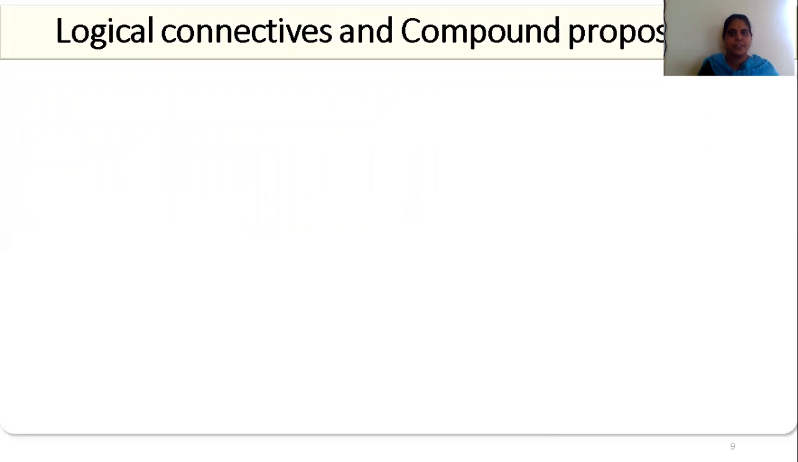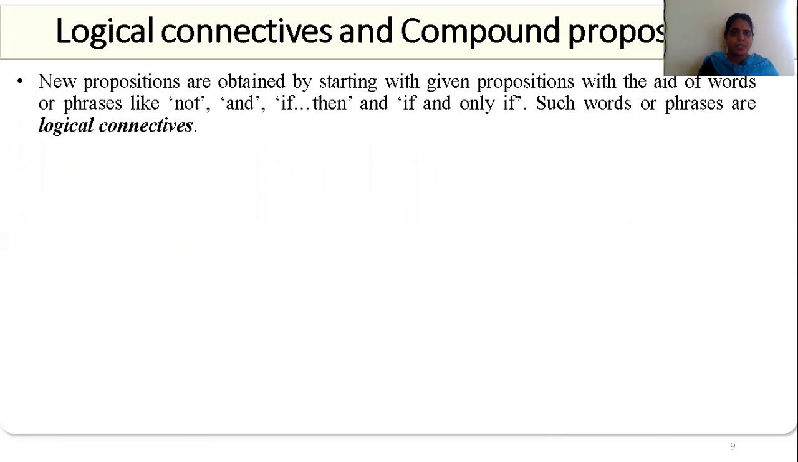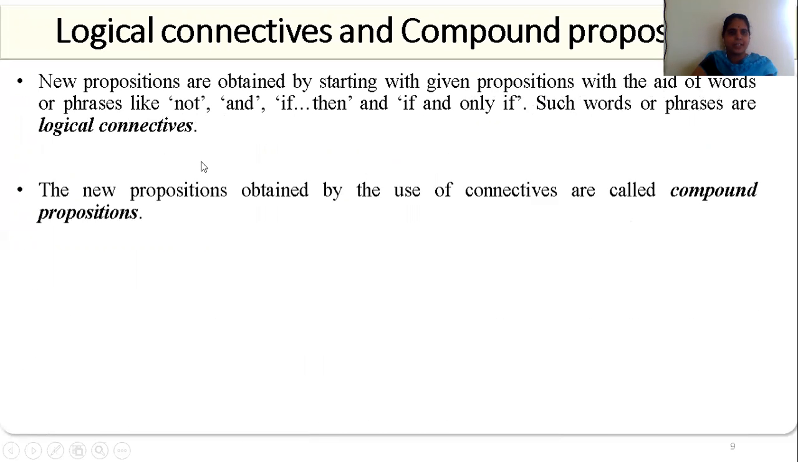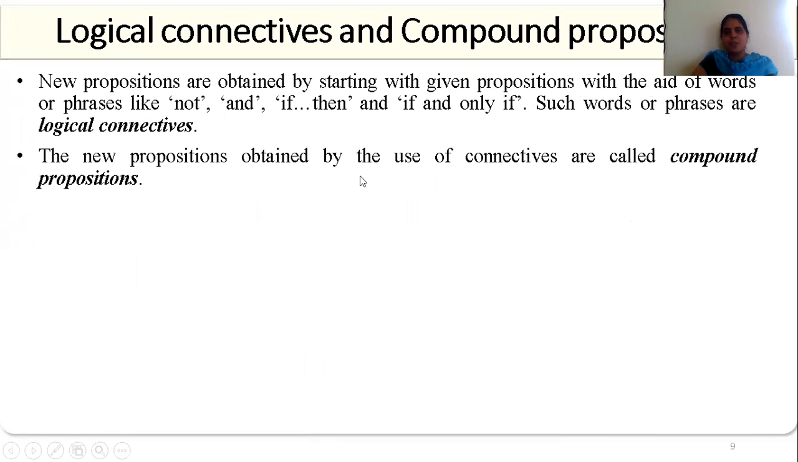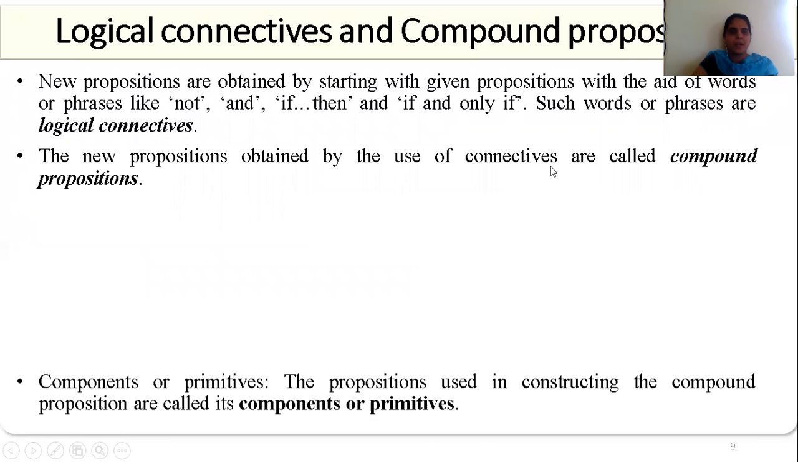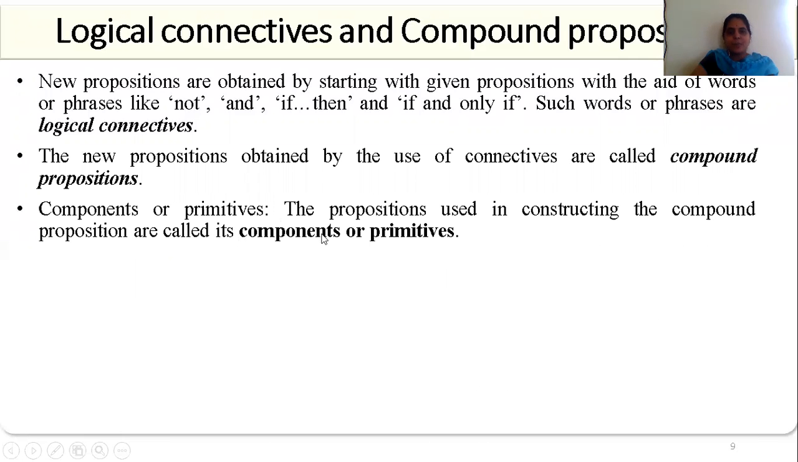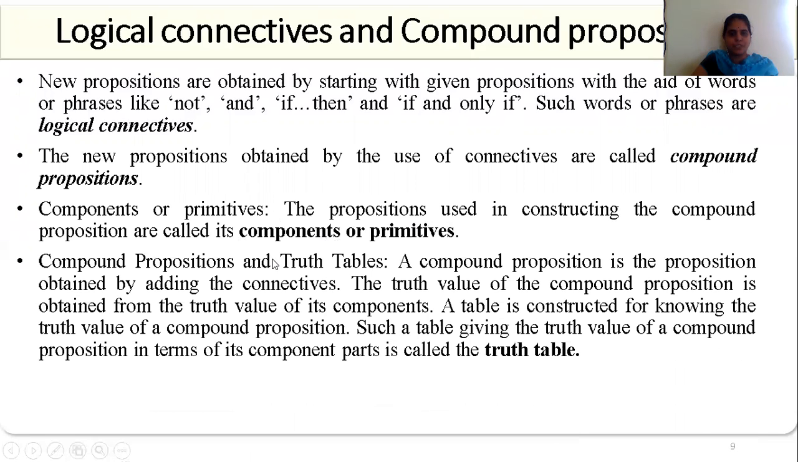Next is logical connectives and compound statements. A new proposition can be obtained by starting with a given proposition with the aid of words or phrases like not, and, if then, if and only if. Such words or phrases are called logical connectives. A new proposition obtained by using these connectives is called a compound proposition. The propositions used to construct the compound propositions are called component or primitive propositions.